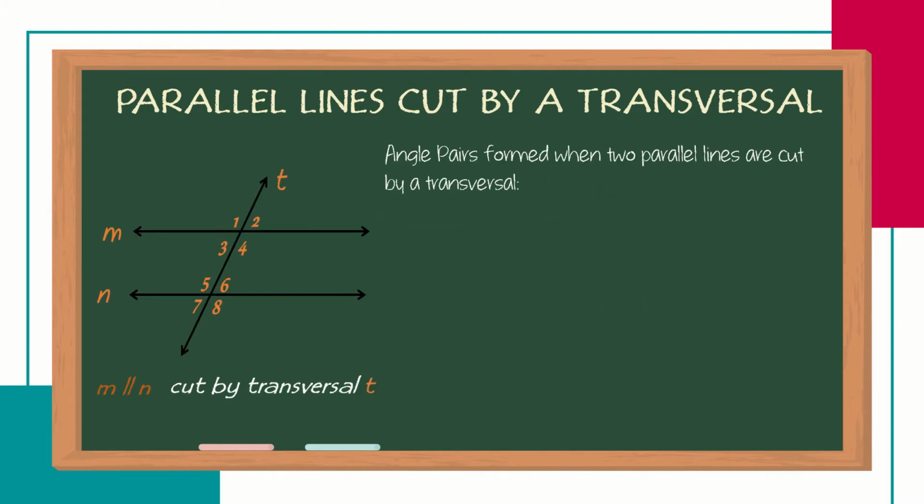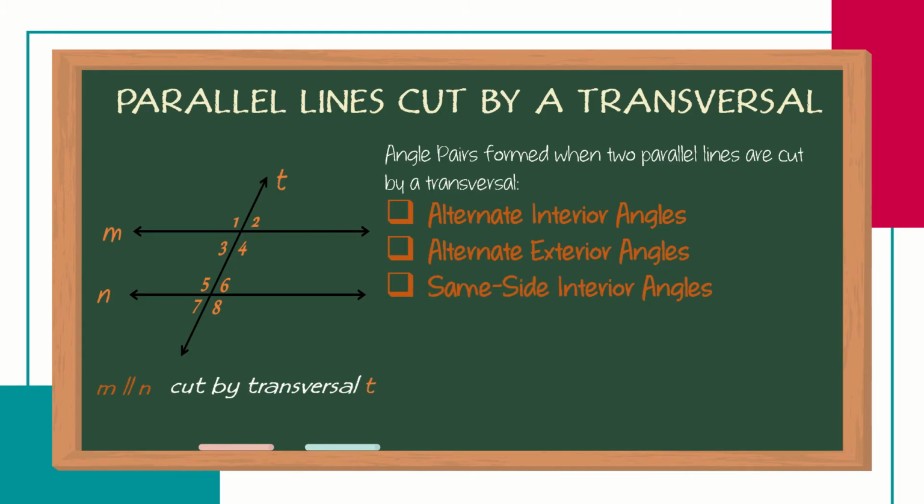We may now proceed to the angle pairs formed when two parallel lines are cut by a transversal. There are five classifications of angle pairs formed when two parallel lines are cut by a transversal. We have the alternate interior angles, the alternate exterior angles, same side interior angles, same side exterior angles, and the corresponding angles. We will discuss them one by one. I know that this was also discussed to you when you were in Grade 7. Can you still recall the conjectures made relating these angle pairs?